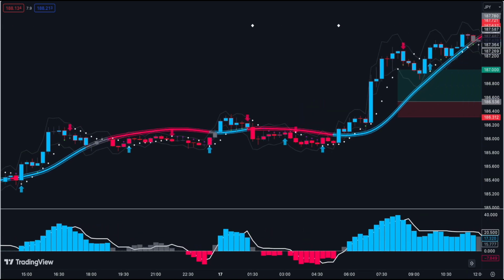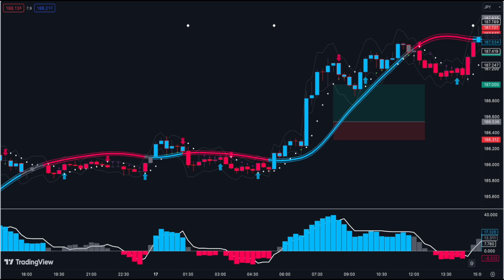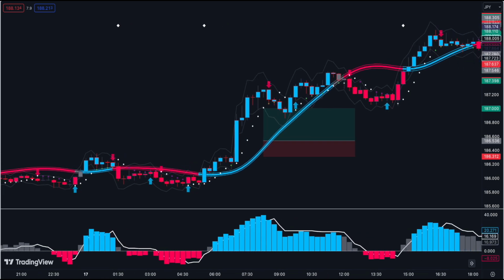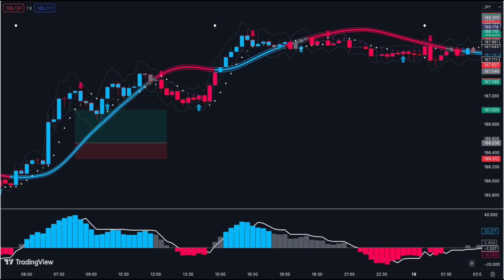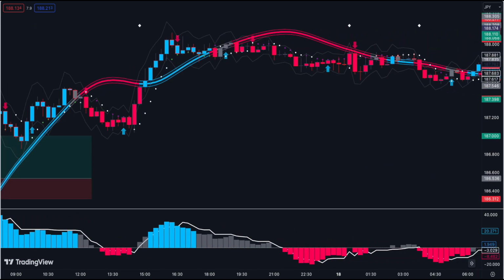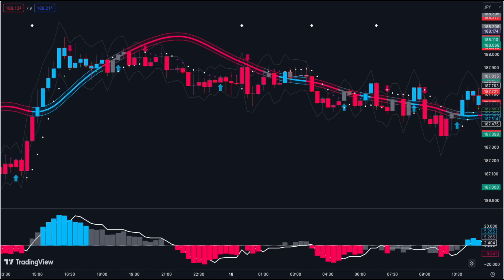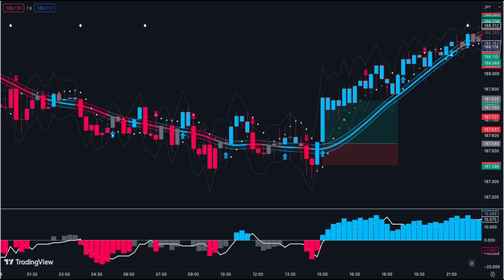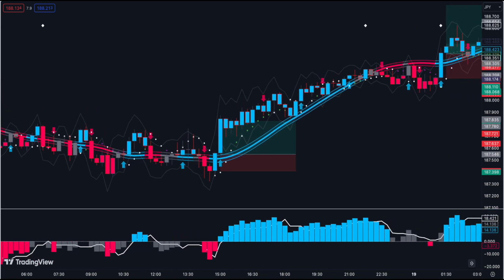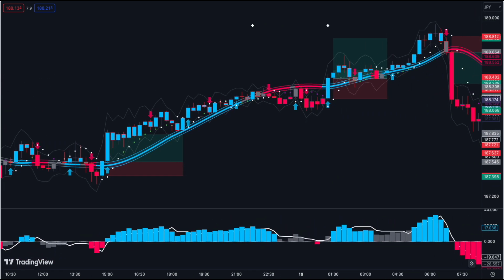The SSL Hybrid indicator aims to provide traders with clear signals about trend changes and potential entry or exit points in the market. However, like any technical analysis tool, it's important to use the SSL Hybrid in conjunction with other indicators and analysis techniques to make well-informed trading decisions. That's why we will combine this indicator with the QQE Mod indicator.